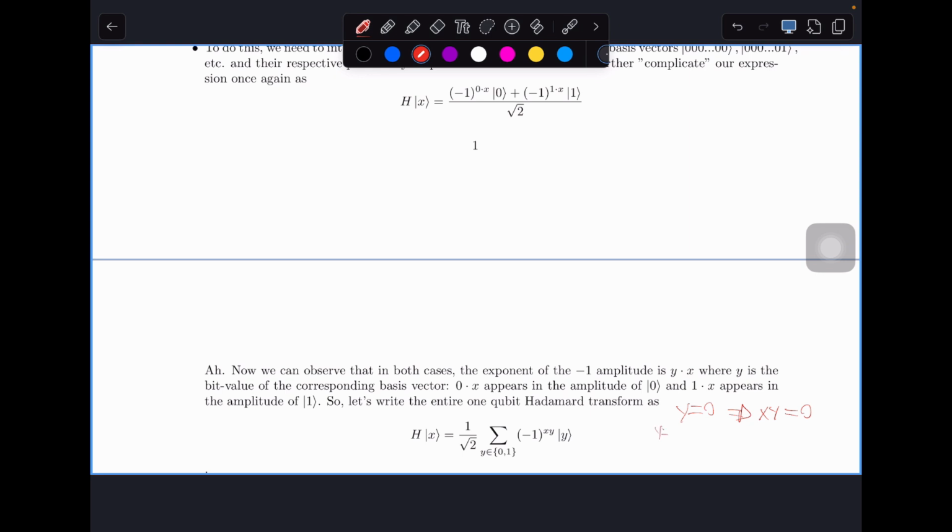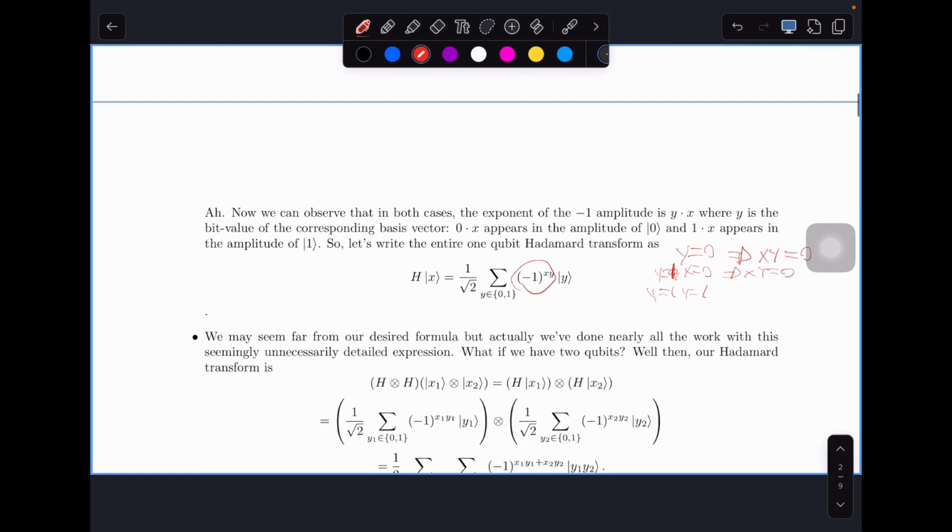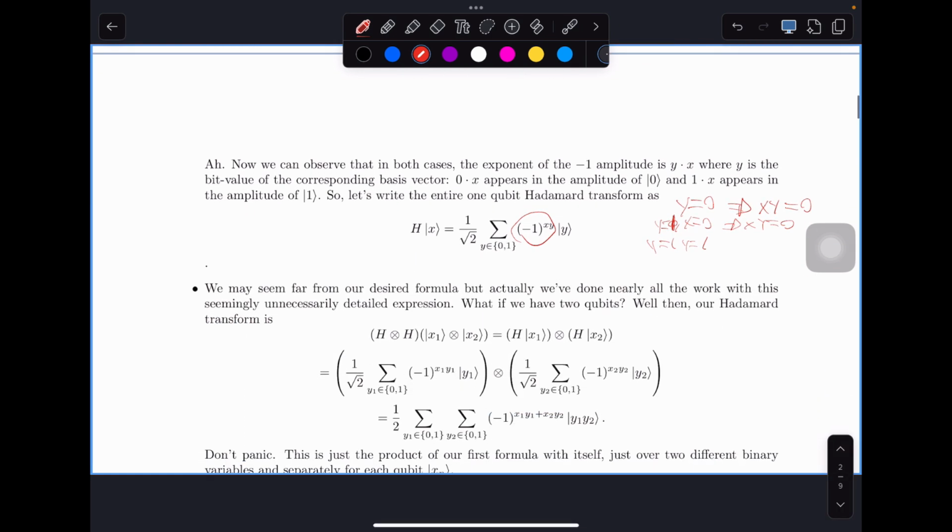Now, if y is equal to 1 and x is equal to 0, then we're still going to get xy is equal to 0. And this is corresponding to the case where our input qubit is 0, but we're looking at the 1 term. So last but not least, if they're both 1, then that's the only case in which this negative sign becomes minus 1, because that's the only case in which the exponent can be 1. So, okay, this clearly is doing what we want.